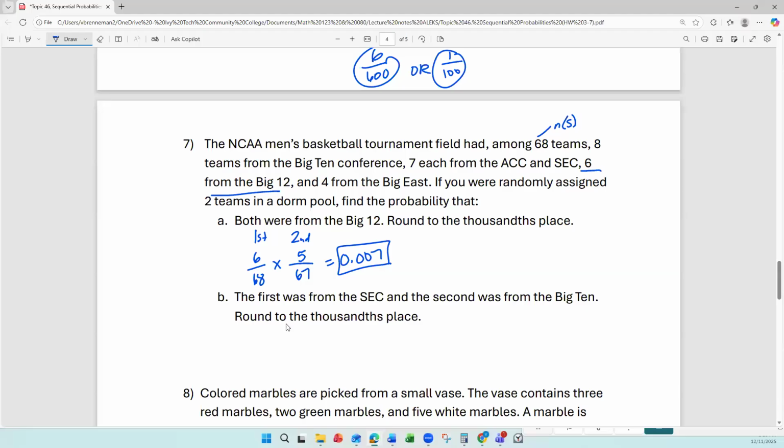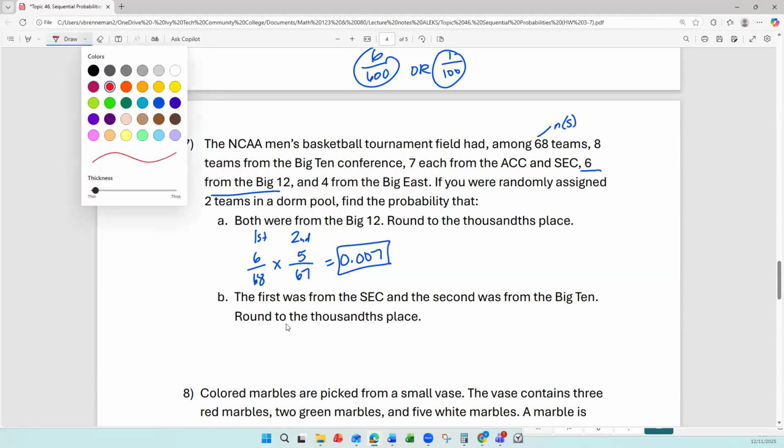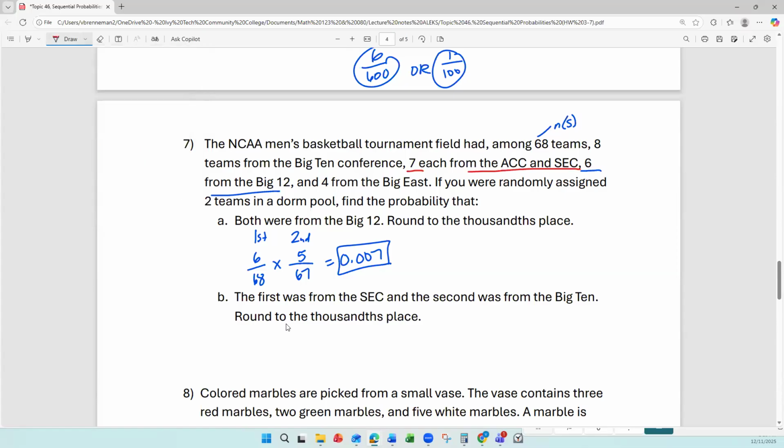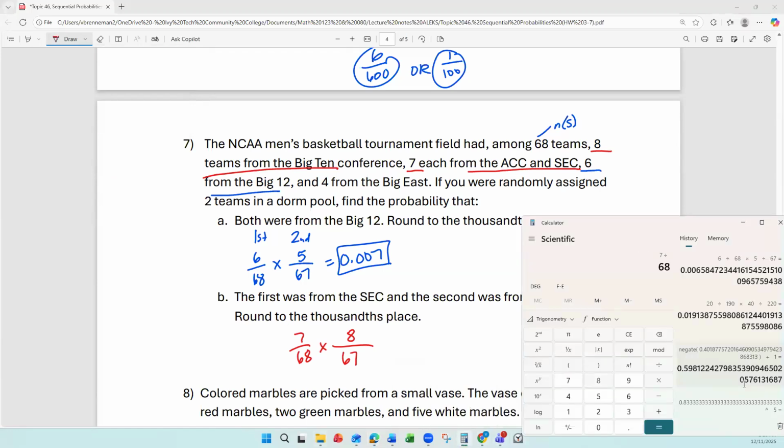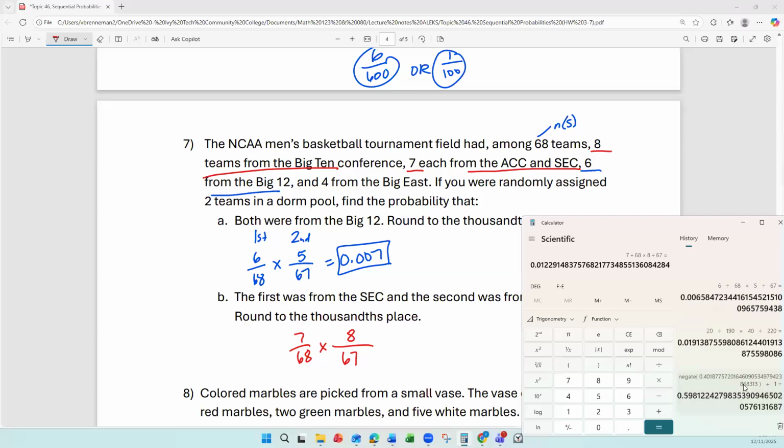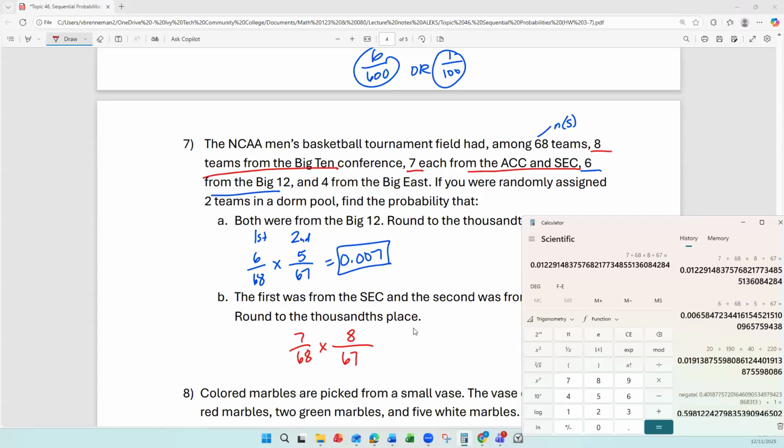Then probability the first was from the SEC. SEC is 7 out of the 68. And then the second choice, there's 67 to choose from. The Big 10, 8 from the Big 10. There's still all 8 because we're assuming the first was from the SEC, therefore it didn't affect the Big 10. So 7 out of 68 times 8 out of 67. 0.012.